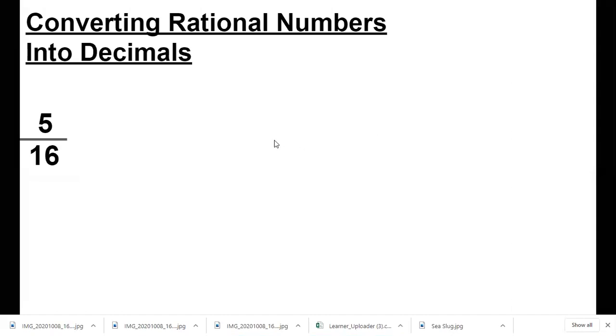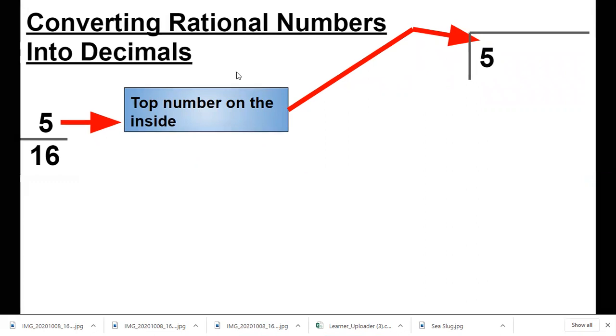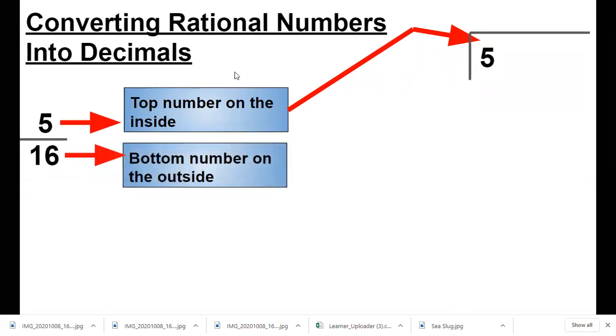Waiting for my thing to show up. So the top number is going to go on the inside of our long division, which is over here on your right. And there's 5. That's our top number. That's going to go on the inside. And on the outside is going to go the bottom number of 16. There comes 16. Top number on the inside, bottom number on the outside. I don't care that the top number is smaller than the bottom. It still goes on the inside.